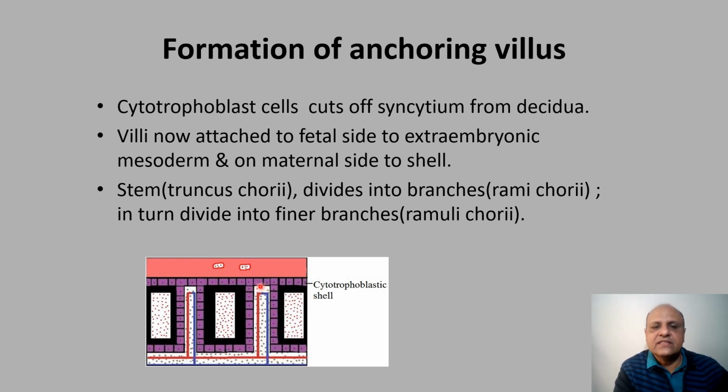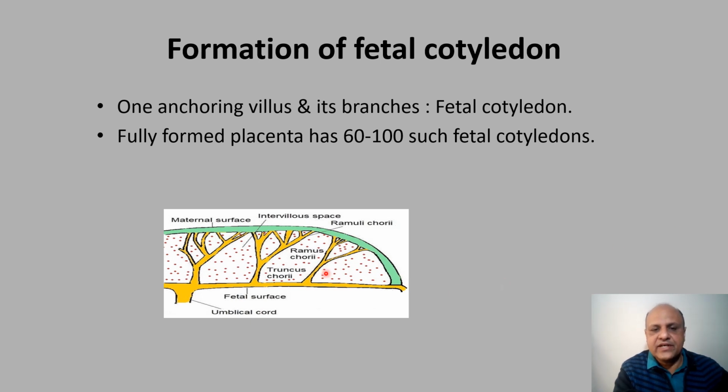The anchoring villus consists of a stem which further divides into branches called rami chorii, which further divide into smaller branches called ramuli chorii. So they can be appreciated here. The stem is dividing into the branches and further branching is taking place. Then a fetal cotyledon is formed. Once an anchoring villus is formed, one anchoring villus and its branches make up a fetal cotyledon. A fully formed placenta has 60 to 100 fetal cotyledons.